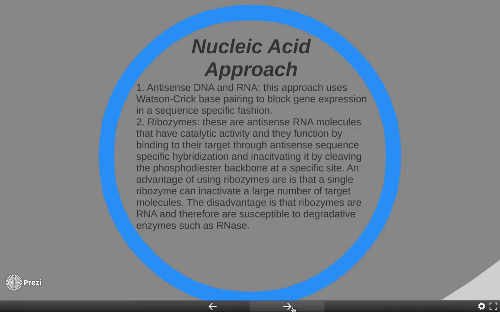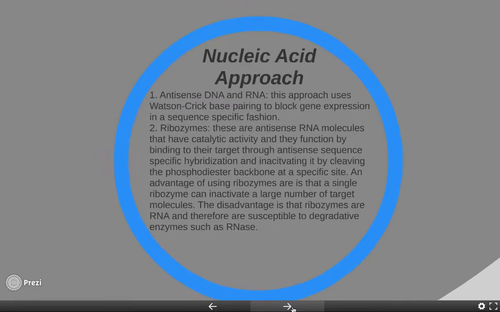The second is ribozymes, which are antisense RNA molecules that have catalytic activity and function by binding to their target through antisense sequence-specific hybridization, and then inactivate it by cleaving the phosphodiester backbone at a specific site. An advantage of using ribozymes is that a single ribozyme can inactivate a large number of target molecules. However, ribozymes are RNA, and therefore susceptible to degradative enzymes like RNase.